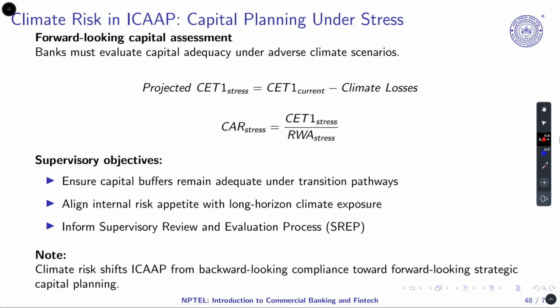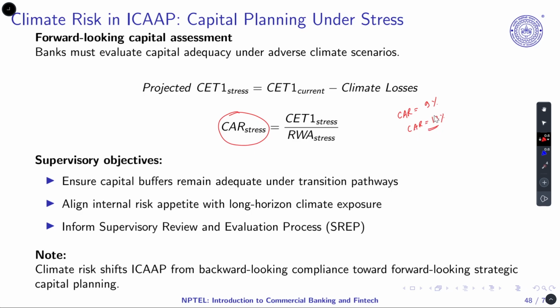Under the ICAAP scenario, they also create a scenario for projected CET1 stress. They calculate how much CET the bank has and how much is getting deducted due to climate stress, climate losses, and they calculate this in terms of CAR stress. So ICAAP is also telling banks that you are reporting your CAR. Suppose RBI maintains that it should be 9% under Basel 1. The bank is saying that I am maintaining 12%.